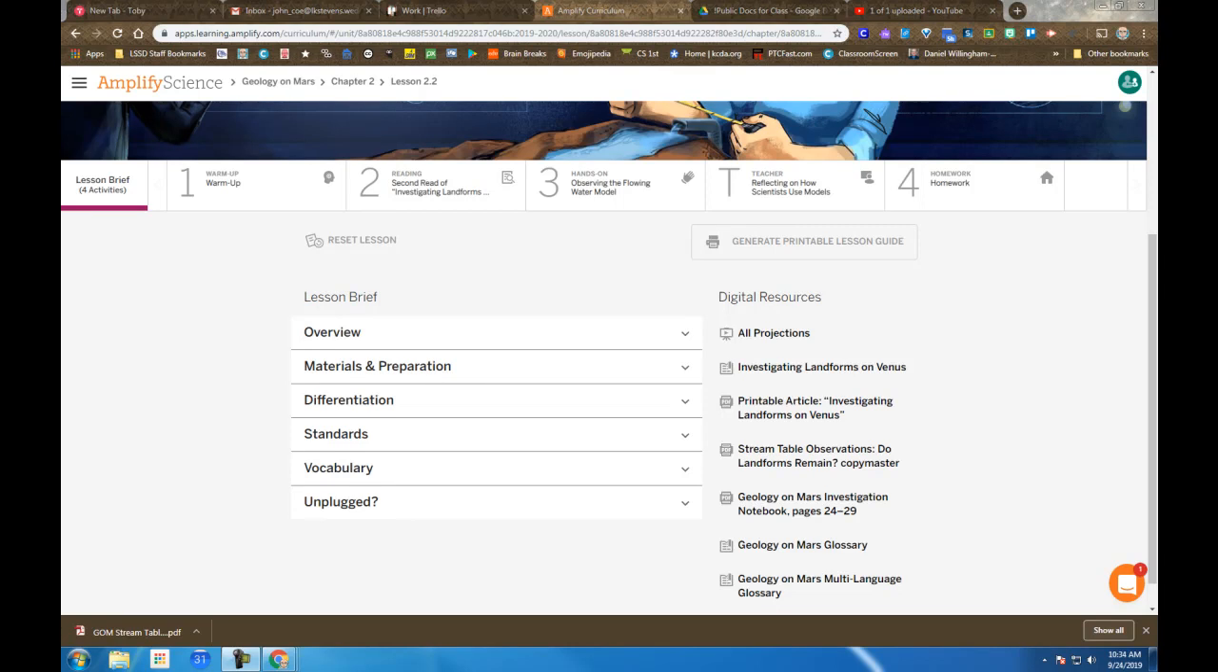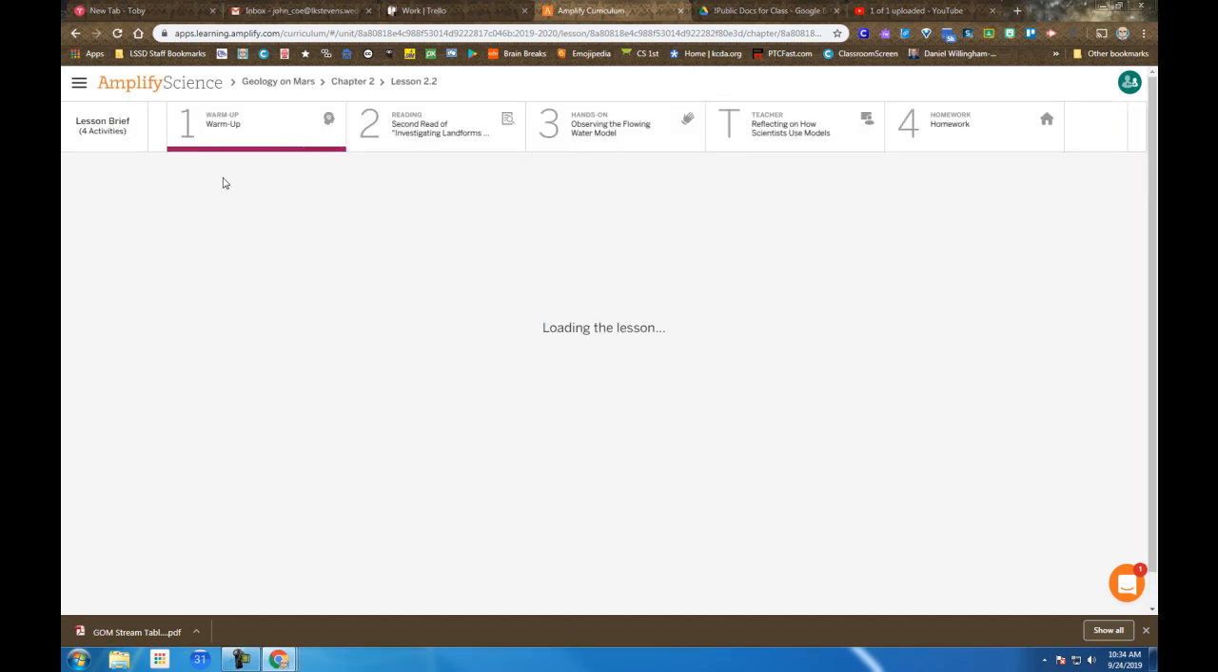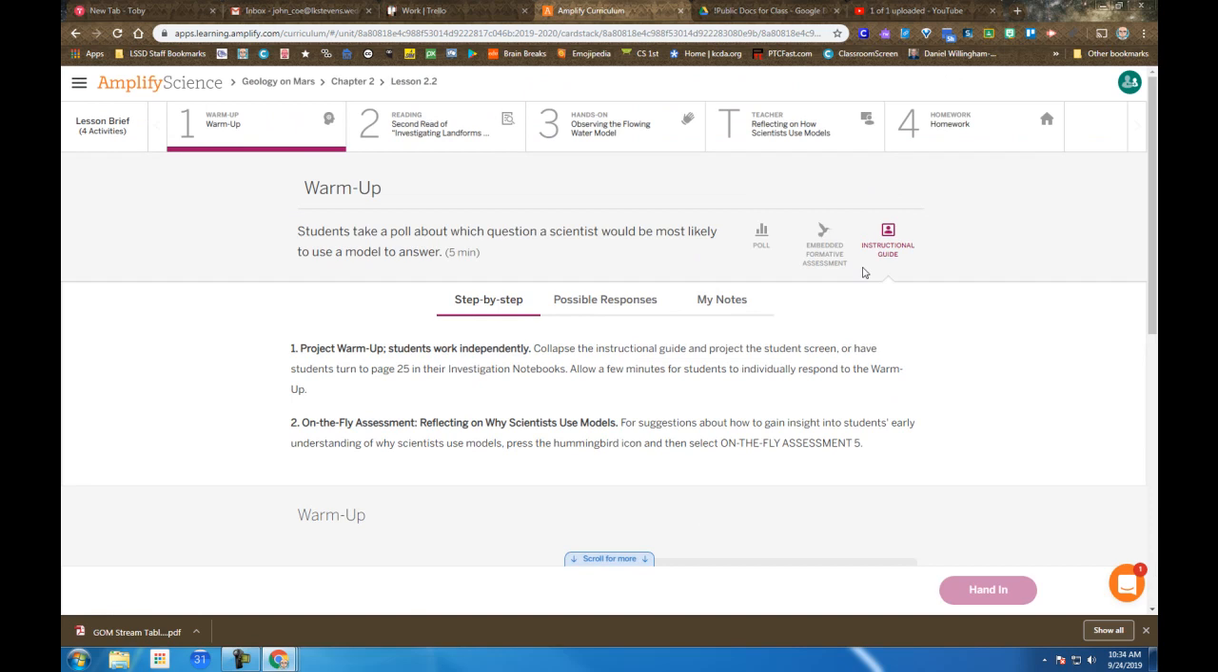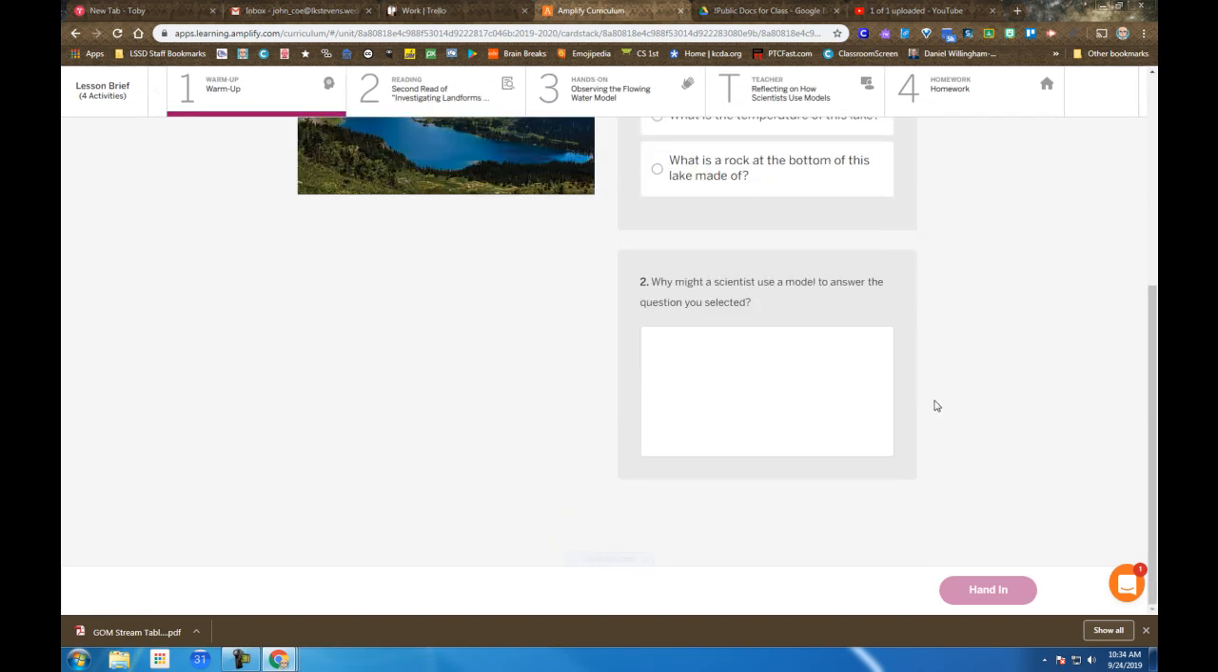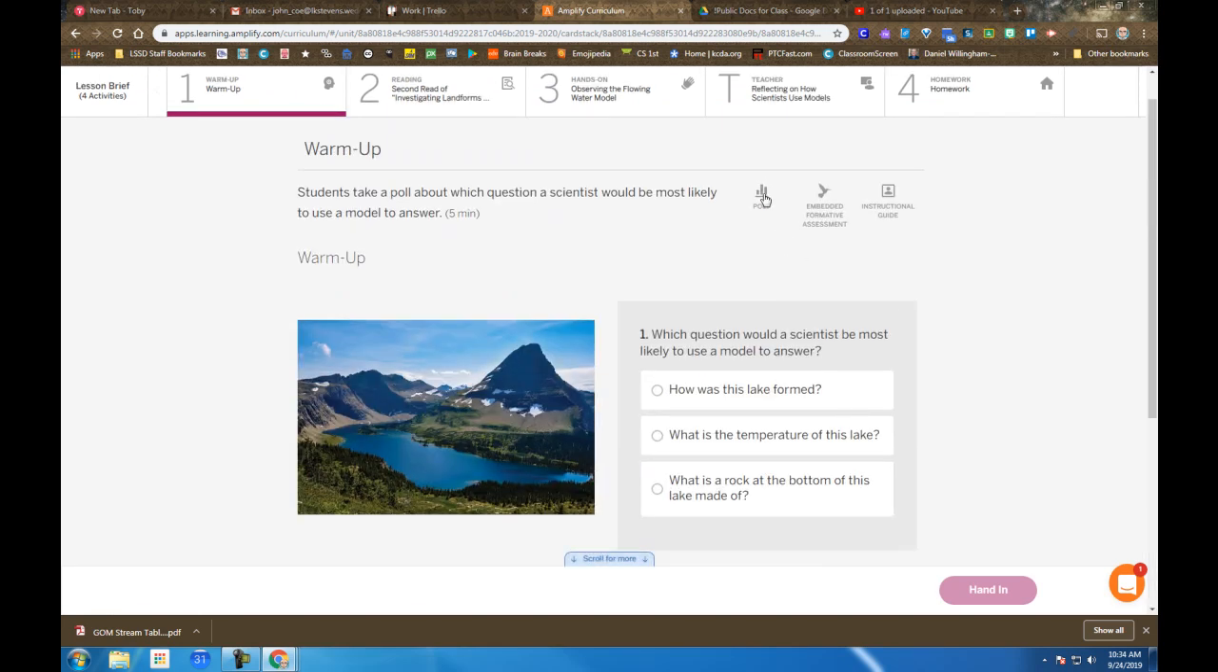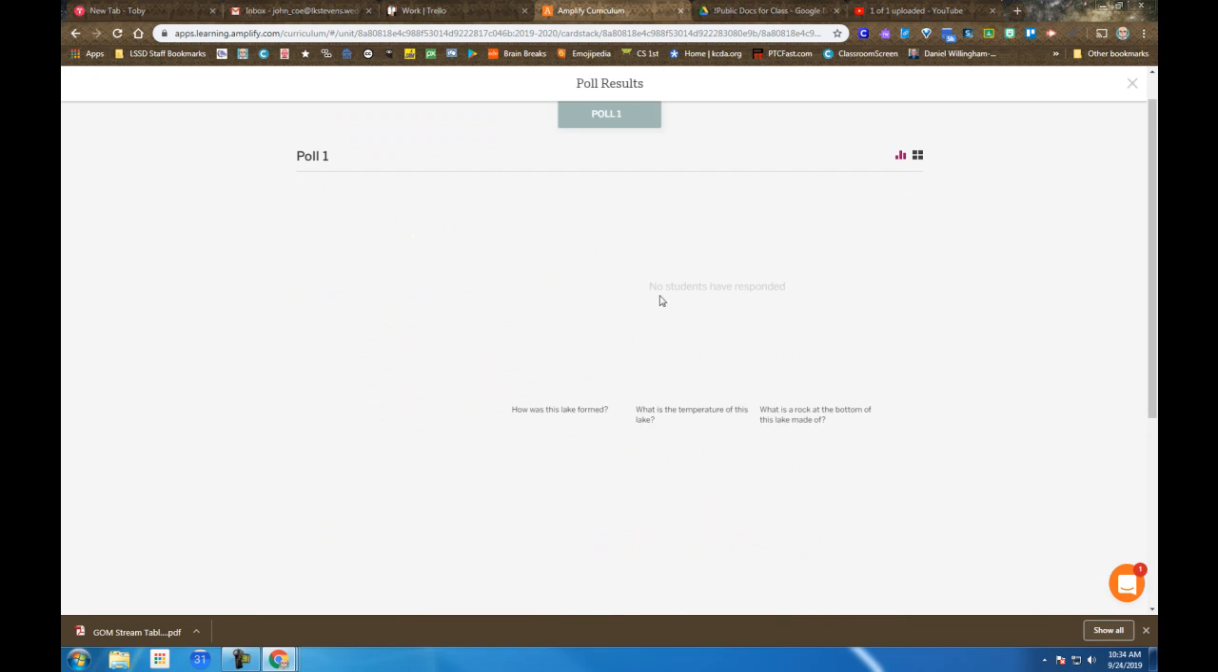Amplify Geology on Mars, Chapter 2, Lesson 2.1. So as always, students enter with the warm-up. And in this case, there are 2 questions for them to answer. And then the results from those get formulated into a poll that we'll talk about.